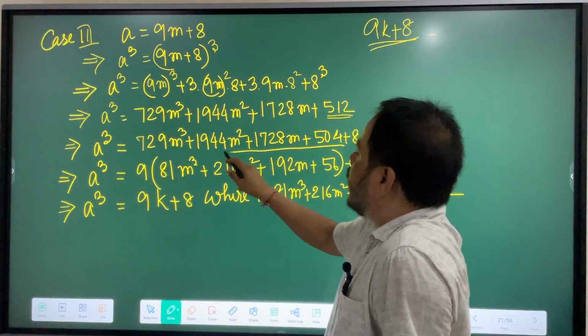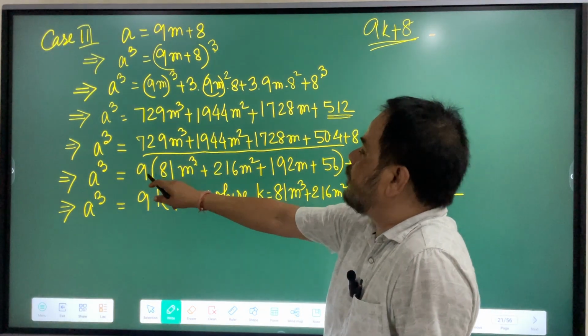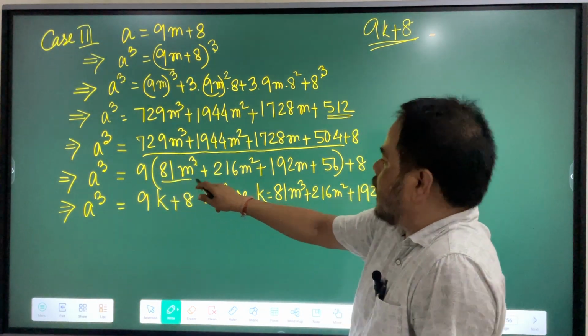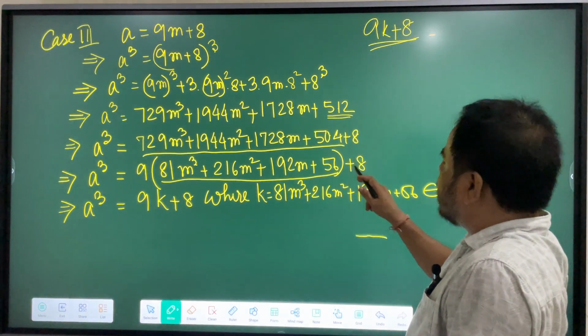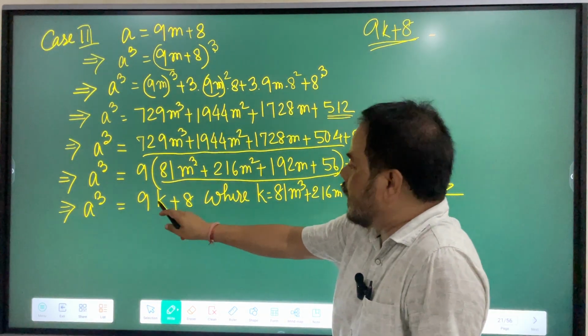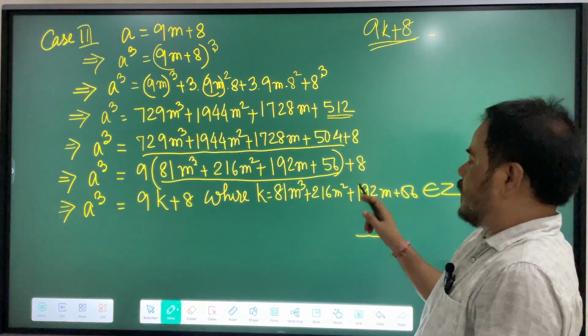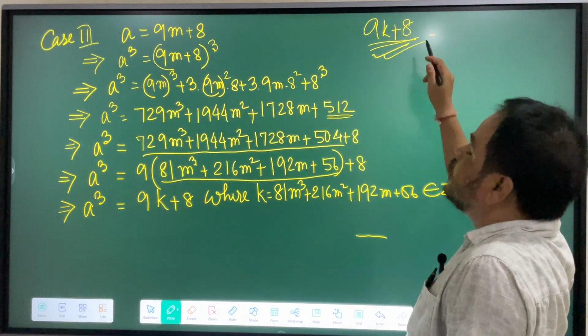So till this much, from these four terms we have taken 9 common. After taking 9 common, this is the term left, plus 8. In place of all these integers, we have taken one integer, that is k. So 9k plus 8. So this is also finished.